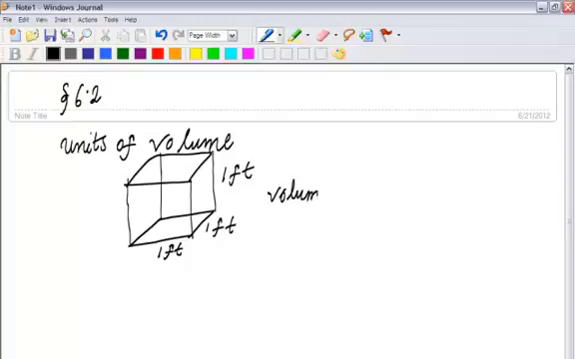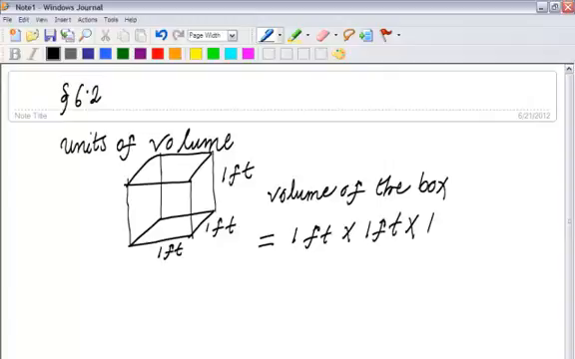The volume of this box is going to be 1 foot multiplied with 1 foot multiplied with 1 foot. So this would be 1 cubic foot, right?